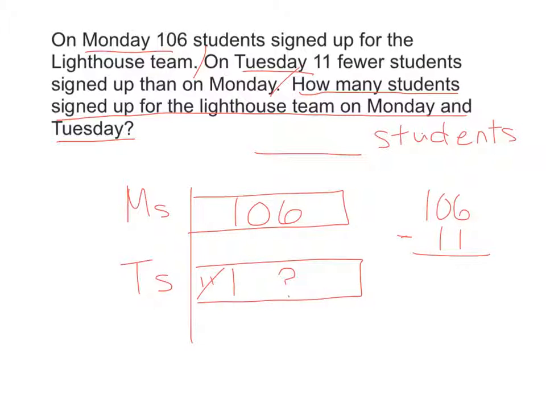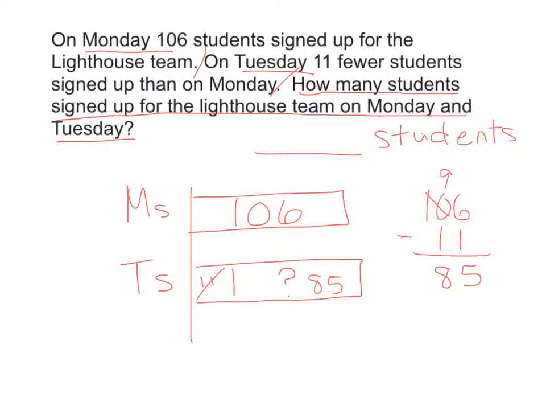So 6 minus 1 gives me 5. I cannot take 1 away from 0, so I take it from the 10. It gives me 9. So our question mark is 85.